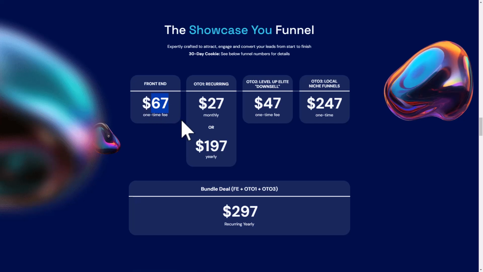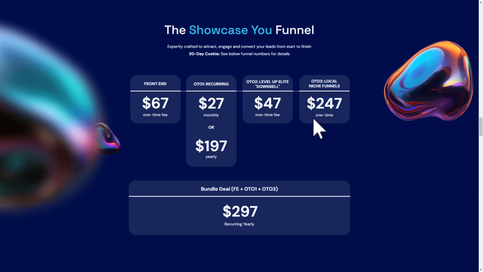So that's great. Then it's got a recurring element of $27. You could buy the recurring, or you could go for the yearly version for $197, or you could also get the downsell if you don't decide to buy the first upsell. If you don't want to just buy the first upgrade, you could also get the downsell for $47, which will unlock some more features. And it also has niche funnels. It's a product to help you build funnels for specific niches, for custom niches, and it's $247 again, one time.